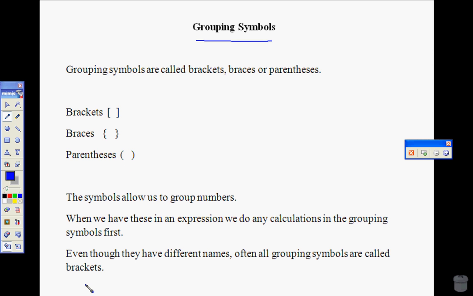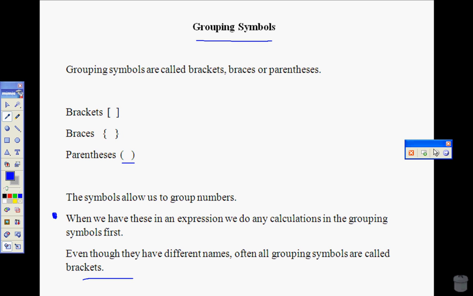A lot of times, as I've written down here, we've got different names, but a lot of times we use these ones, and they get called brackets. It's really just semantics, but they're the official names, but they all basically have the same function. What they allow us to do is to group numbers together, and the rule that we have to follow is this one. When we have these in an expression, now a mathematical expression is something where we've got lots of different numbers together, what we do is any calculations in the brackets, braces, or parentheses first. So you have to look for those in an expression and do those first.